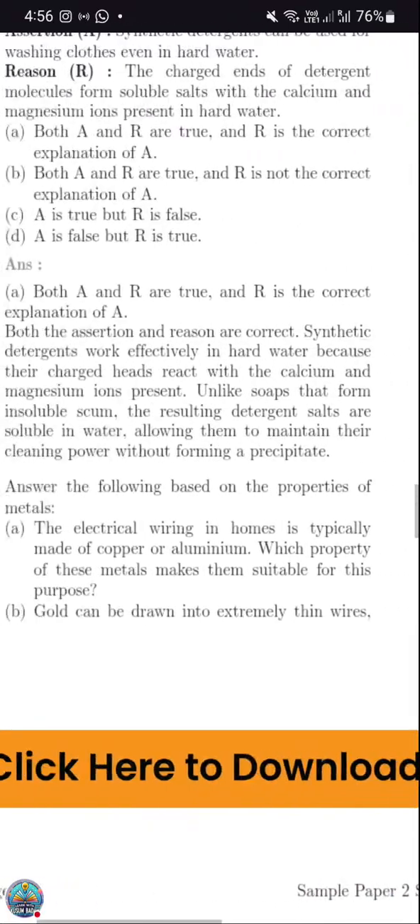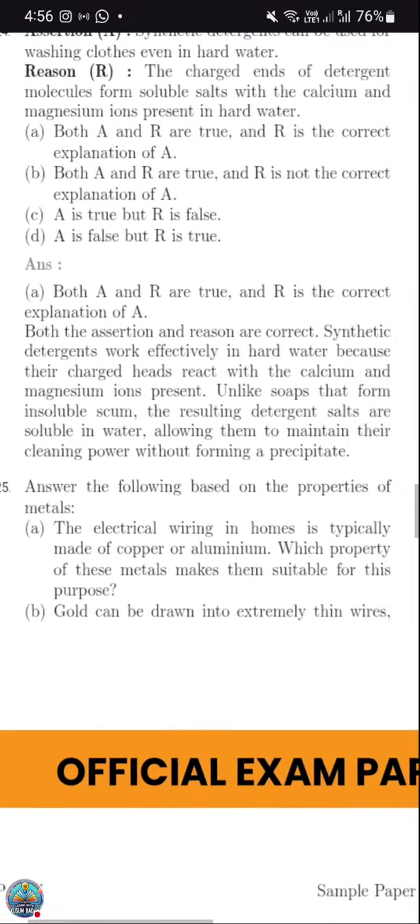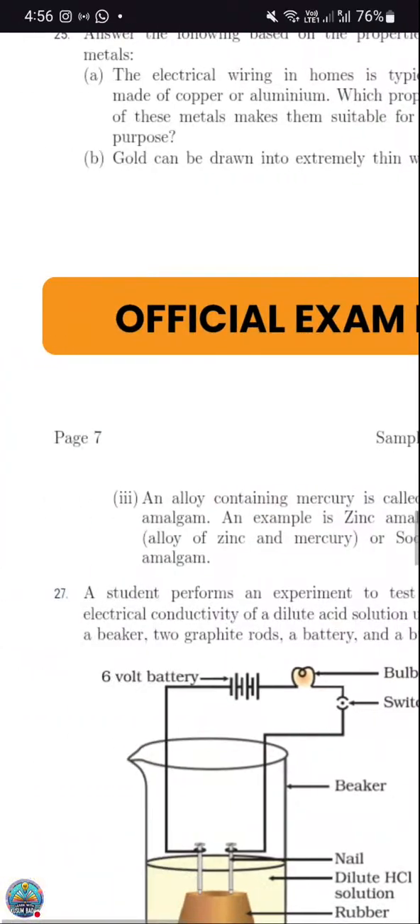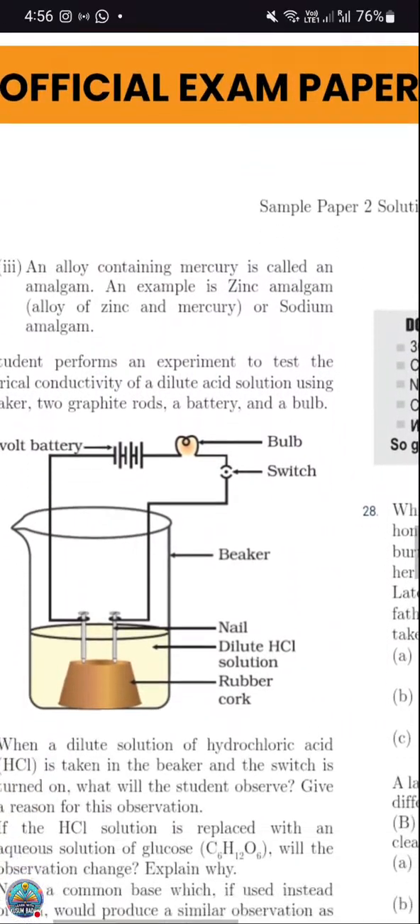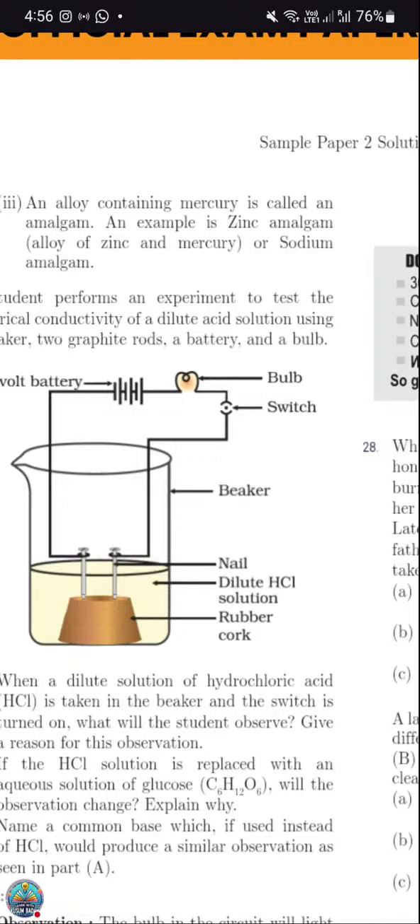Few minutes. It's harder and stronger. Last answer. Let me search. Okay, an alloy containing mercury is called amalgam. An example is zinc amalgam, an alloy of zinc and mercury. So here, amalgam is the correct answer.